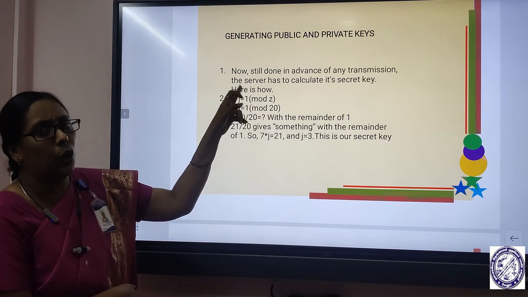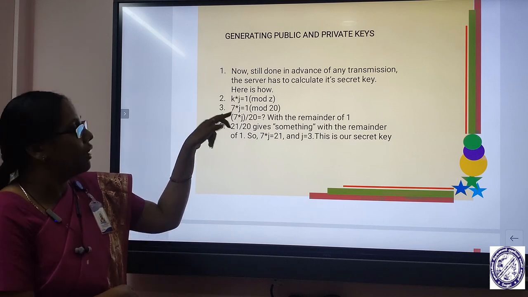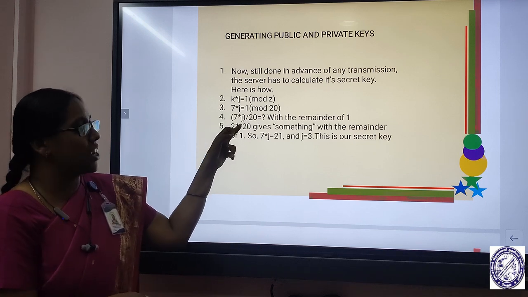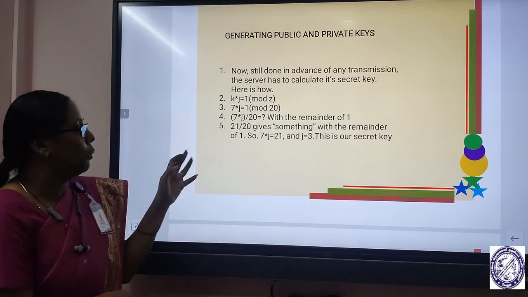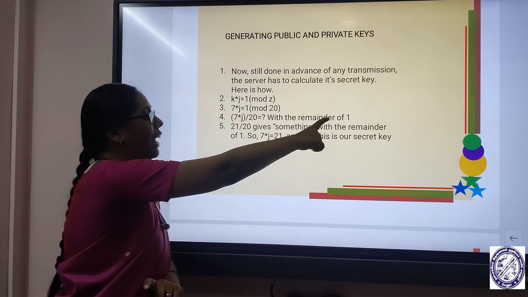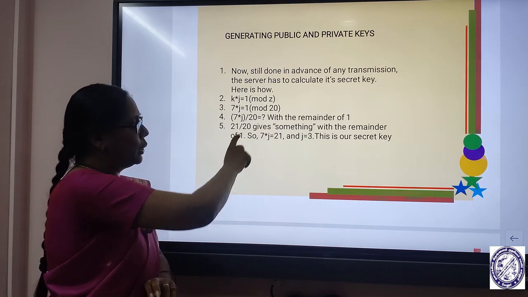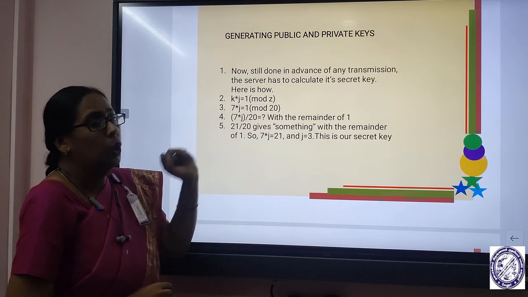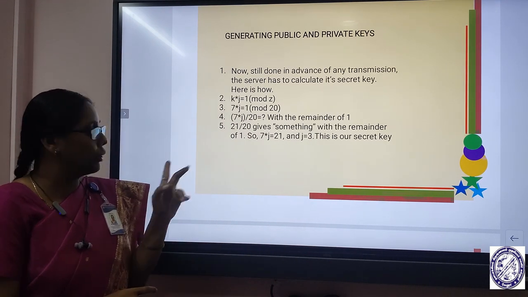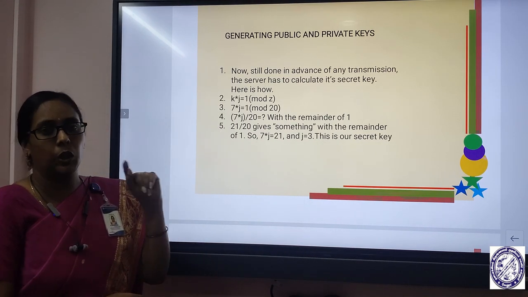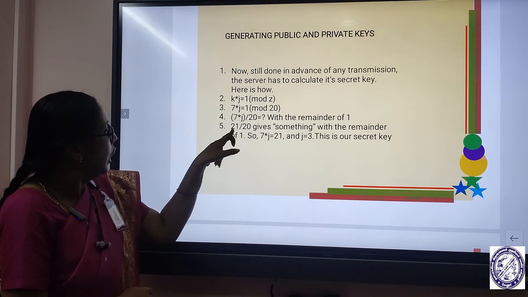Mod 20, that value we already found in the last line. Okay. So I substitute 20 here. So now 7 star j divided by 20 equal to 1. So here we see the remainder value will be 1. Okay. What do we get as the remainder value? So the difference will be 1 only. Okay. So 21 by 20, we get the remainder value 1.